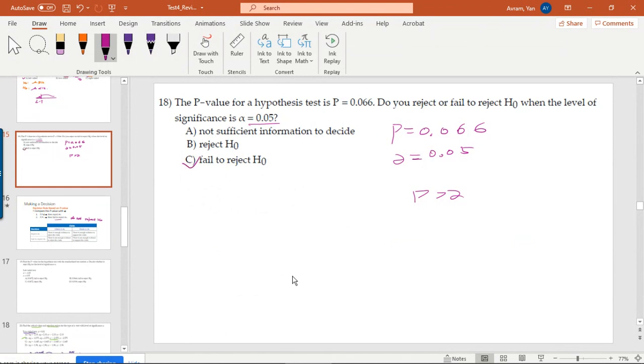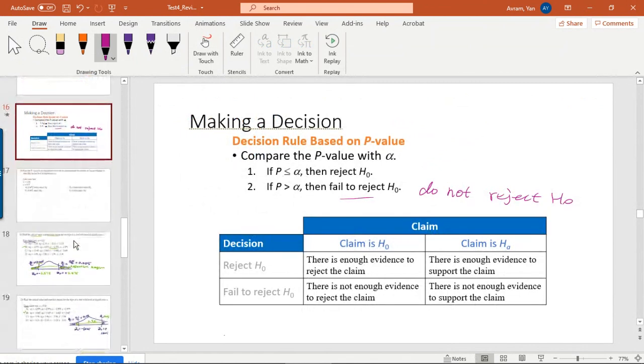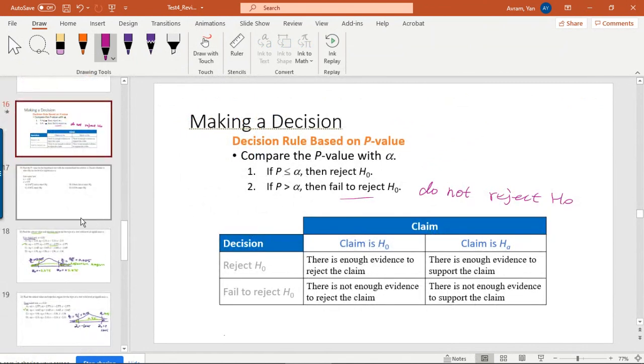Okay, so that is based on this conclusion, and you do have a concept in here. That's how you're making a decision, based on this criteria in here.